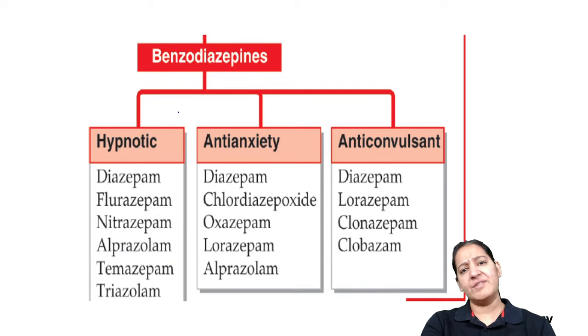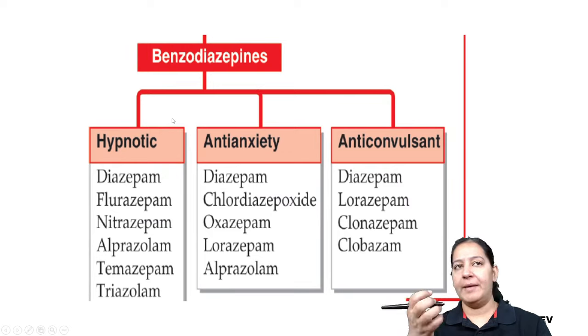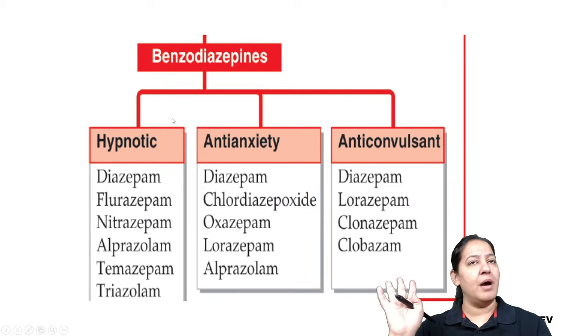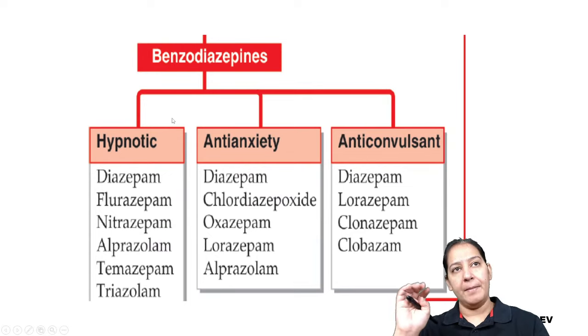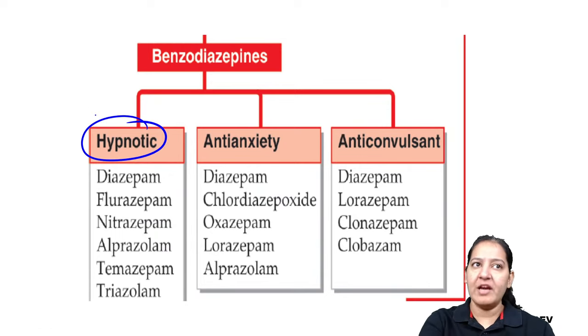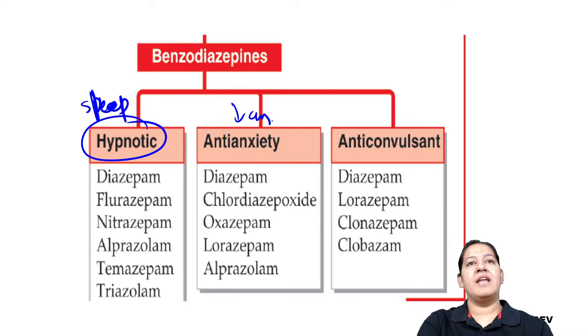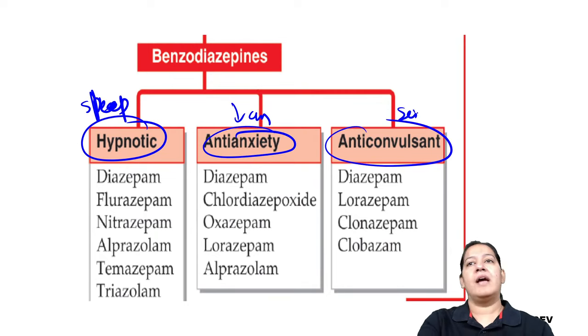I have already taught you the classification of barbiturates. The classification of barbiturates is based on duration of action: short acting, long acting, ultra short acting. You know the names. Benzodiazepine classification is not based on duration of action. Classification is based on its action, its uses. So they are used as hypnotic for inducing sleep, right? Number one, they are used to reduce anxiety, that is anti-anxiety, not for sleep, for reducing anxiety. And they are used for seizures, that is anticonvulsant.